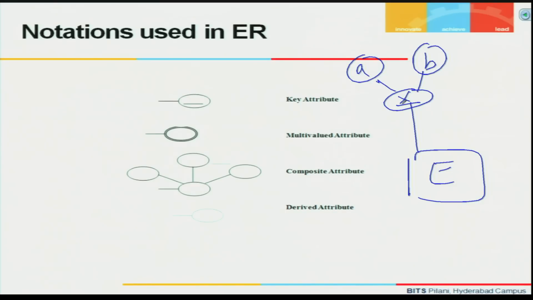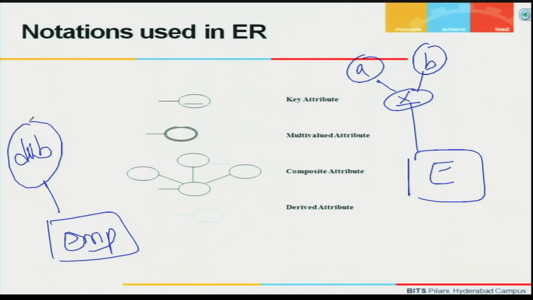Next, how to represent derived attributes. Derived attributes are those whose values are derived on the fly, as and when required, based on the values of some other stored attributes. Those attributes whose values are always stored in the database are called stored attributes, and we can always derive the values of derived attributes as and when required. For example, in the employee entity type, I have DOB, date of birth, which is a stored attribute, and I have age, which I need to capture as a derived attribute. How can I indicate that?